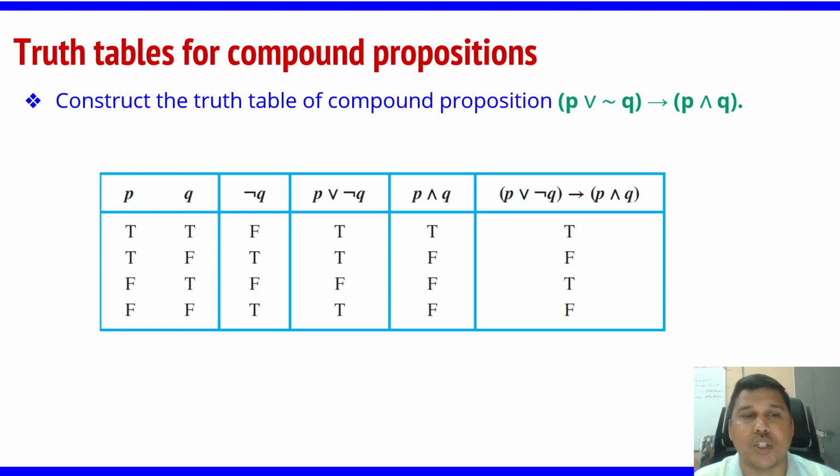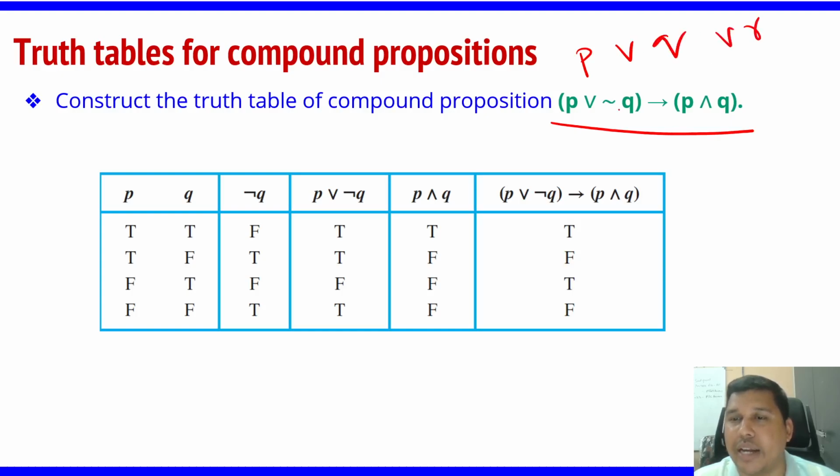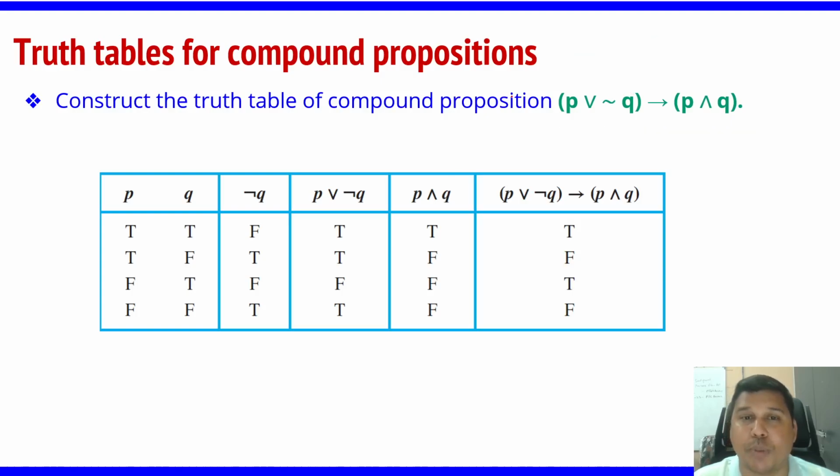So what is this truth table? Given a compound proposition which involves multiple propositions like P, Q, P or Q or R, you have to construct its truth table. So how do you do this? This is the lengthy expression given to us. You write P, Q as different columns. I think this you are aware of.